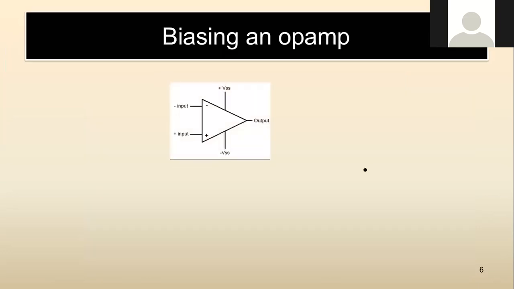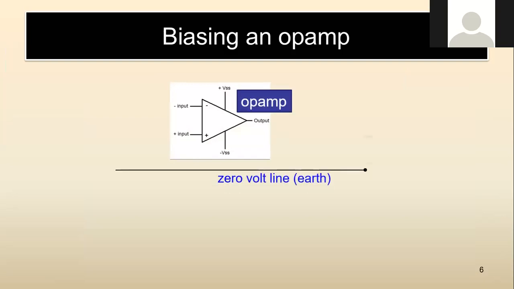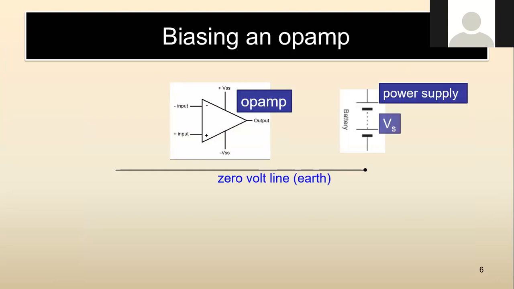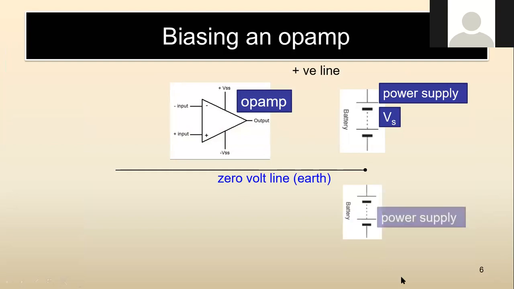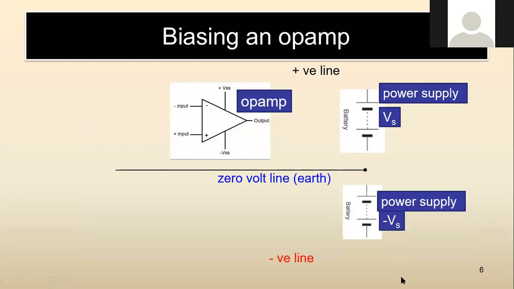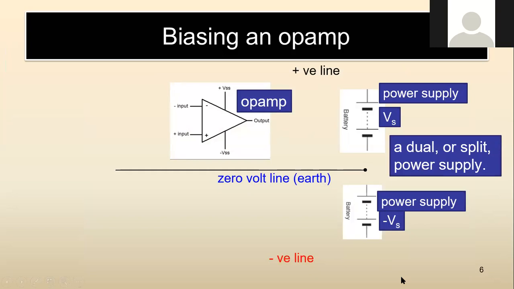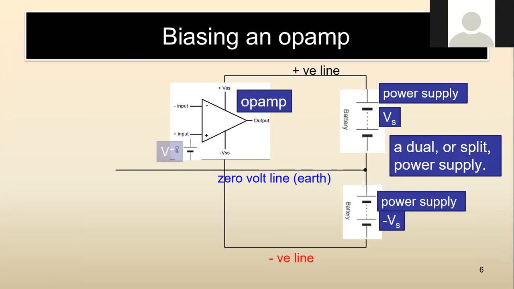Roughly, we have the zero line, the earth line, and then we have two different power supplies, or two different sets of batteries. One provides a positive line, and this battery provides a negative voltage. So we call it a dual or split power supply. Then we join them up, and we can put the input voltage. You can use a battery.